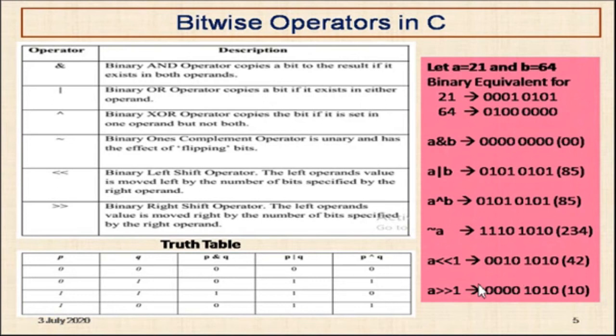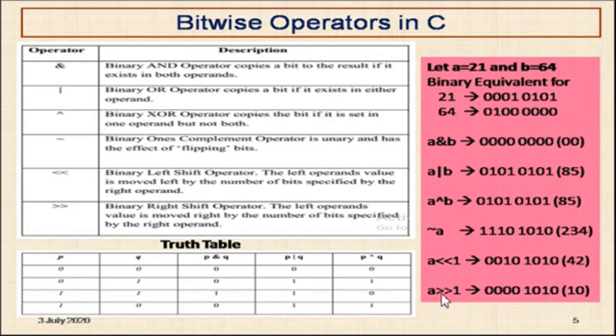Suppose we give 2 here: A shifted left by 2 means the content of A will be shifted left 2 times. In that case, the leftmost 2 digits will be dropped out. So it will start from 0, 1, 0, 1, 0, 1, and it will append 2 zeros. That is going to be the answer. Similarly for any number of shifts.